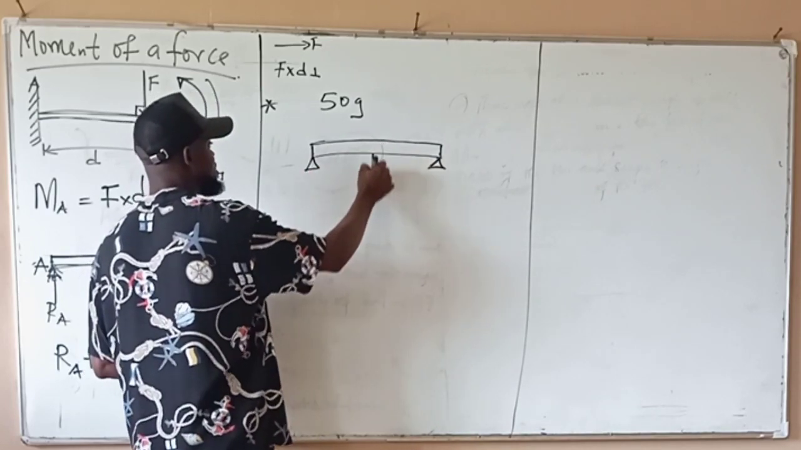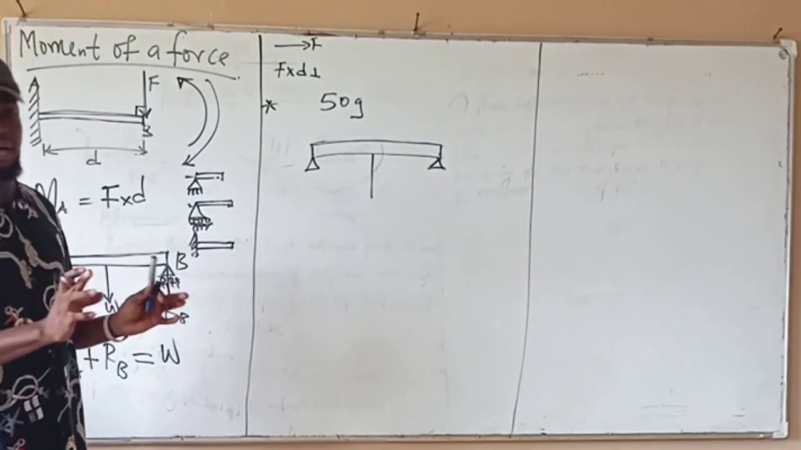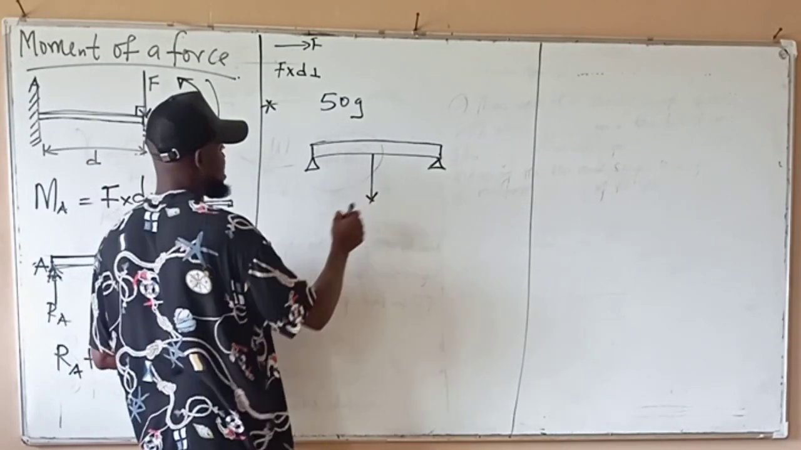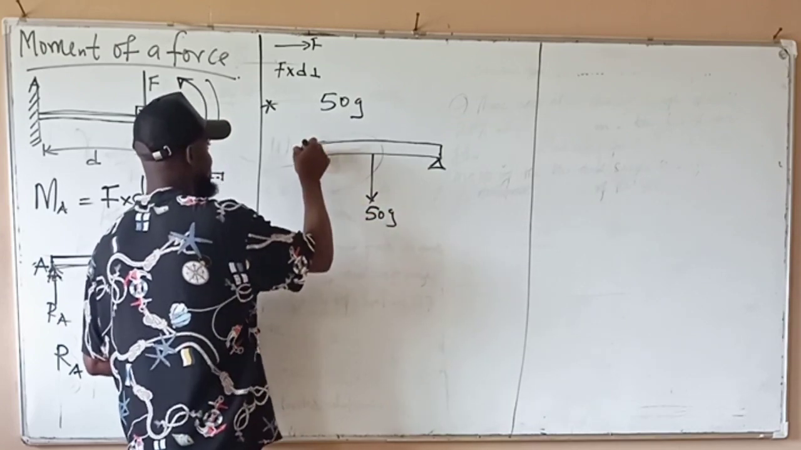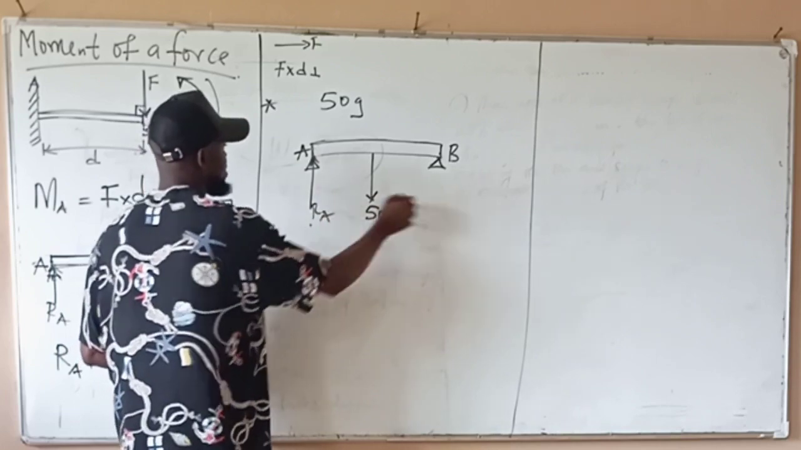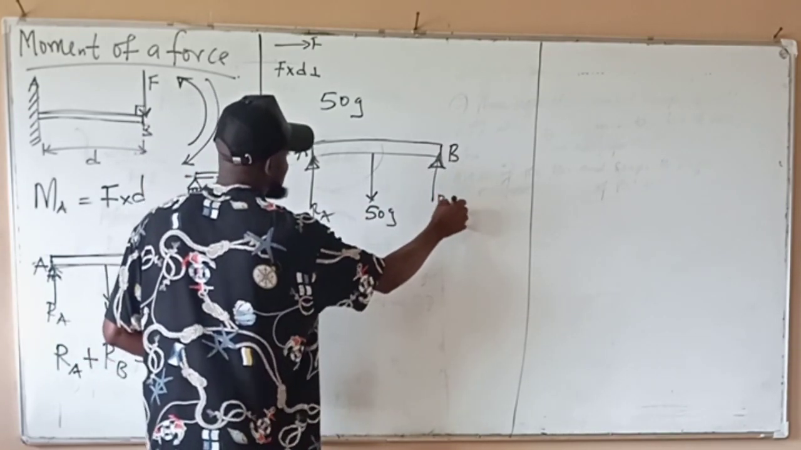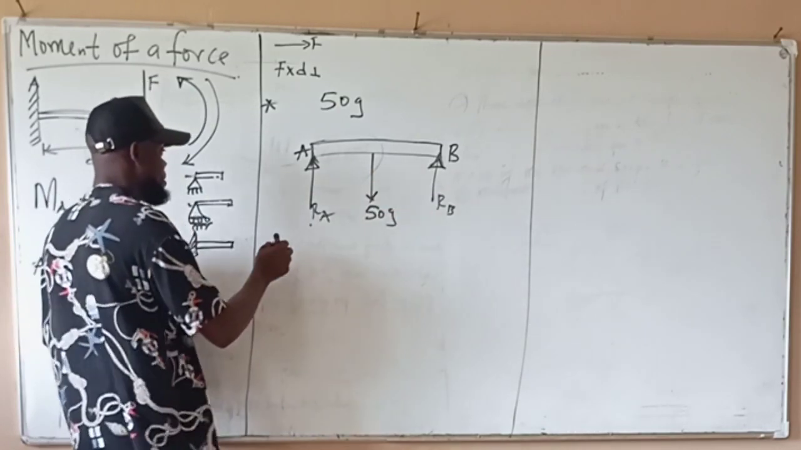Then the weight is what? The weight will be at the center, if the meter rule is a balanced meter rule. It says 50 grams. So the reaction at A, this point B. Reaction at B will be arrow B. So if I ask you now, what's the reaction at A, what's the reaction at B? Just come and tell me that.